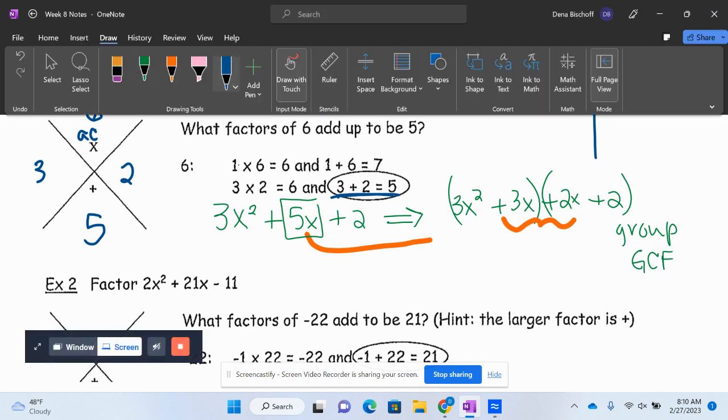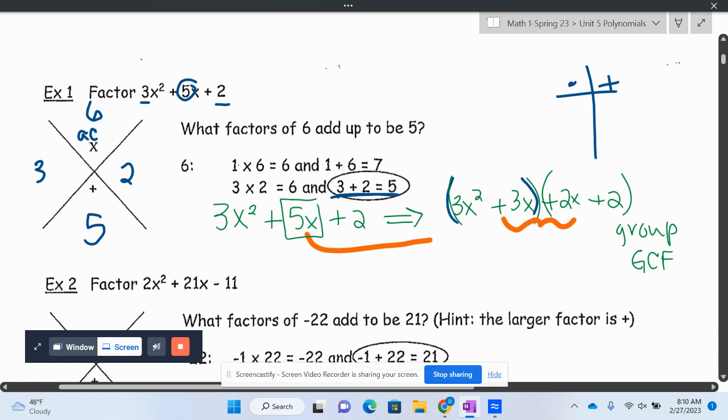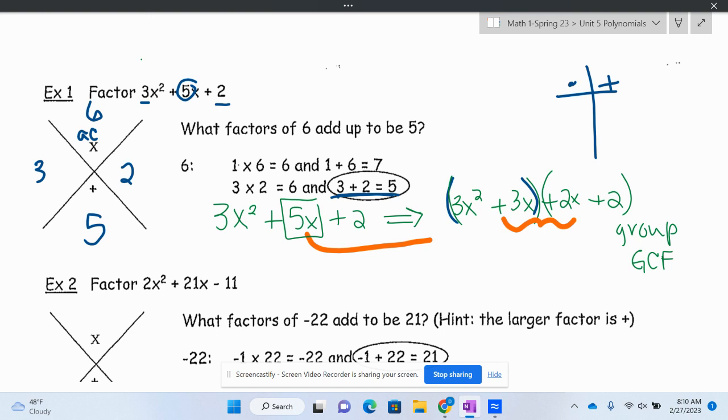In this first grouping, is there a greatest common factor? 3x. We're going to factor out a 3x from that first group. So I'm going to write divide by 3x below it, so you guys can see what happens. 3x squared divided by 3x, the 3's cancel, it just leaves me with an x. And 3x divided by 3x leaves me with a positive 1, right?